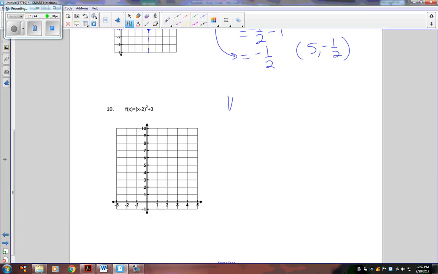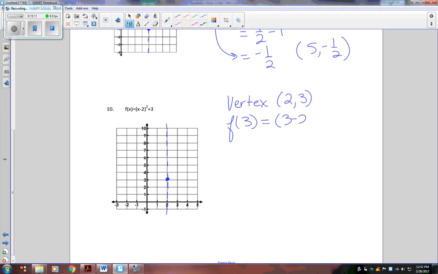Okay, number 10, your vertex is 2, 3, picking out the opposite, same, 2, 3. Your axis of symmetry goes through the vertex, and it's a vertical line. That's the only vertical line that goes through the vertex. Now look to the right and pick an x value to the right of the vertex. It doesn't matter which one. I always pick the one immediately to the right, which would be 3 in this case.